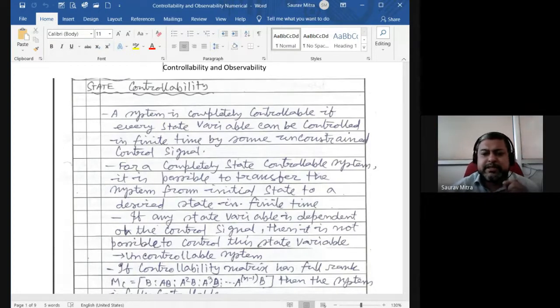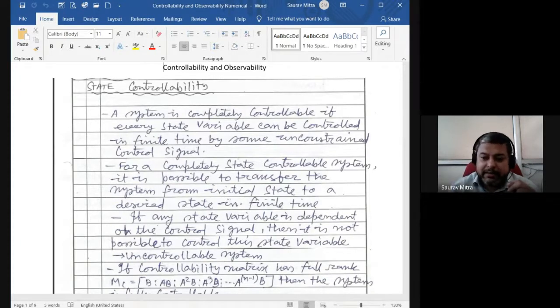Define what is meant by state controllability or complete state controllability. State controllability means complete state controllability, and observability means complete state observability. I told you what a state variable is. In an RLC circuit, the inductor current and the capacitor voltage are state variables, and at every instant of time, how much the current and voltage are is the state. So the question is whether I can control the state of the inductor current or the capacitor voltage.